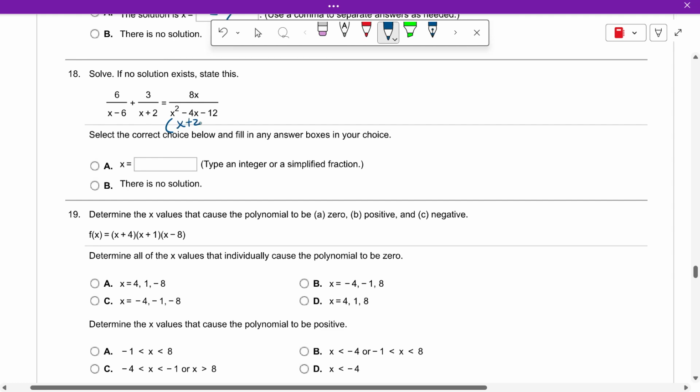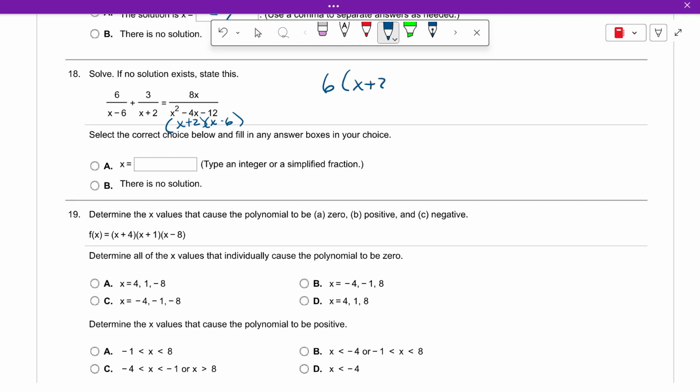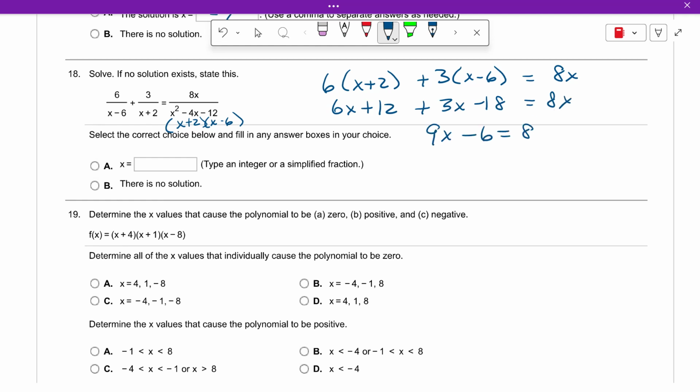X plus 2, x minus 6 is how this factors. So we multiply every numerator by that. So if we multiply them all by that, it's 6 times x plus 2. It's 3 times x minus 6, and it's 8x. So 6x plus 12 plus 3x minus 18 equals 8x. 9x minus 6 equals 8x. Move them over, x equals 6. If x is 6, then that doesn't work. So there is no solution.